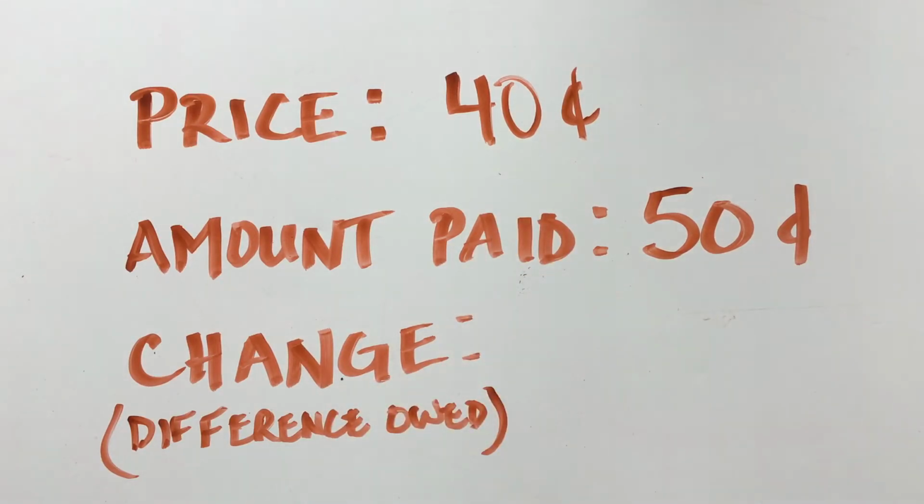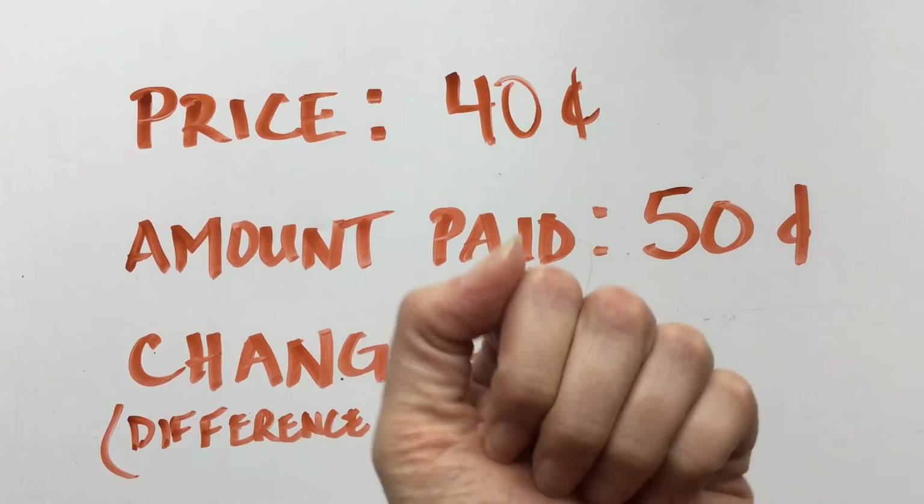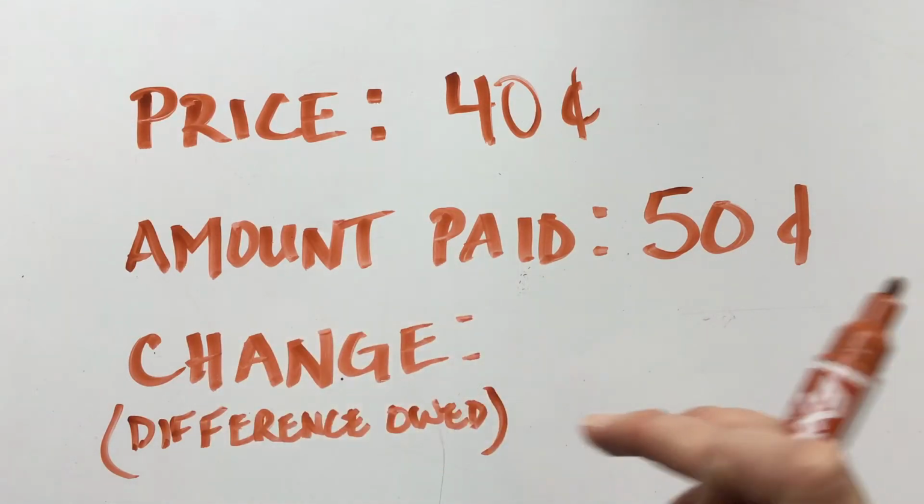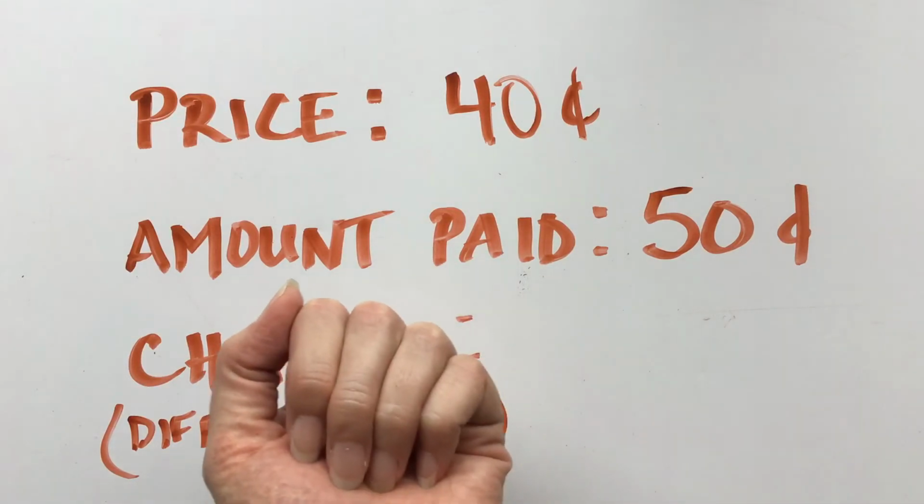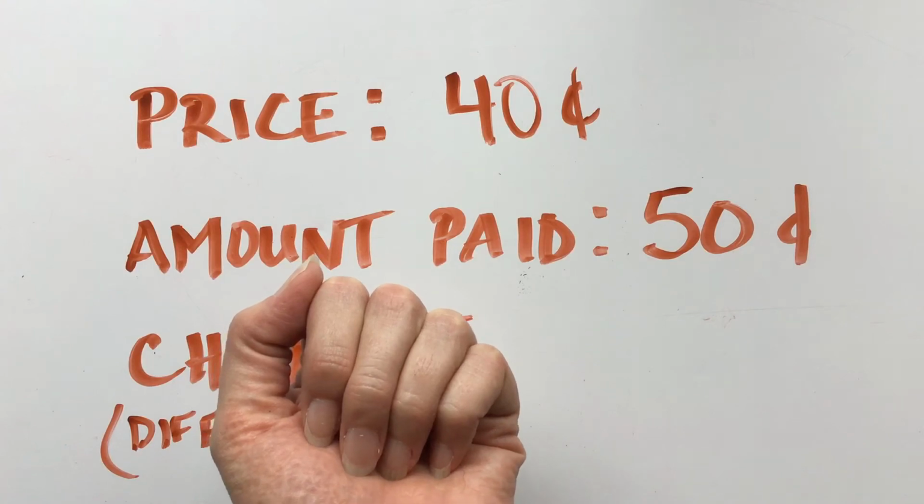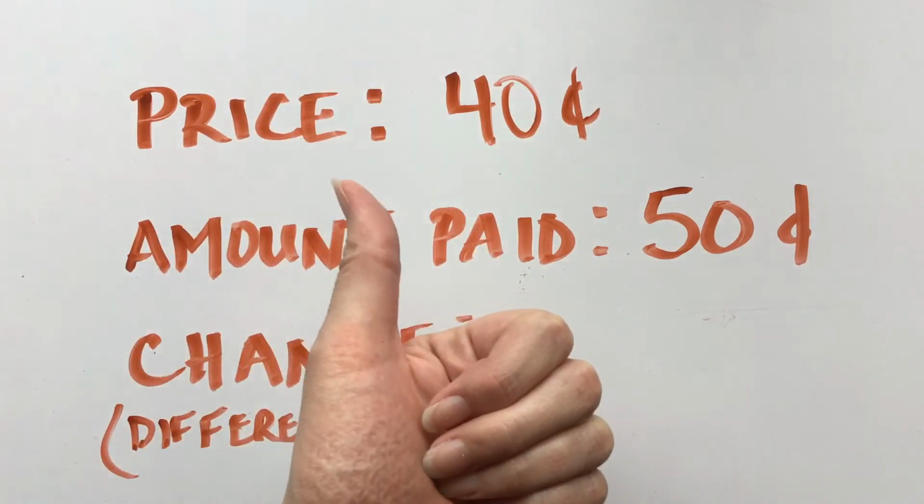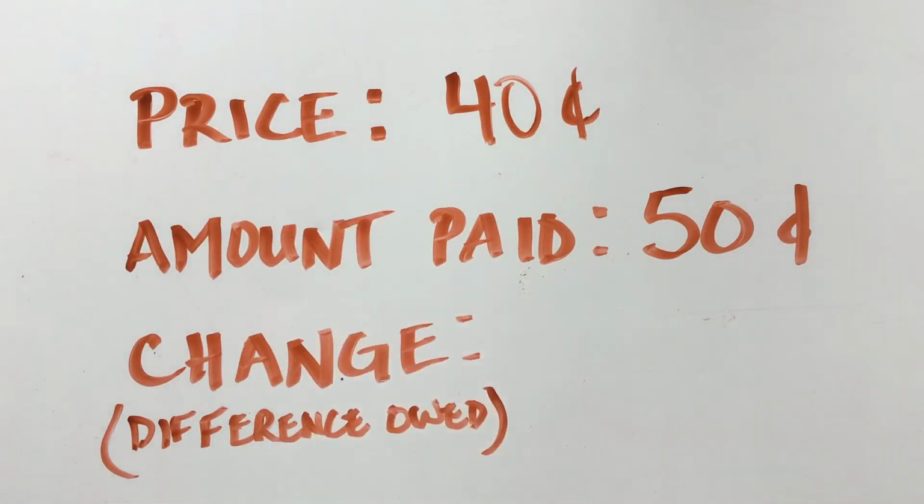What did you get? Did you get 10 cents? You only counted by tens once, didn't you? I put 40 in my head and I'm going to count up to 50. Are you ready? 40, 50. I counted by 10 only one time. So I'm going to write that down.